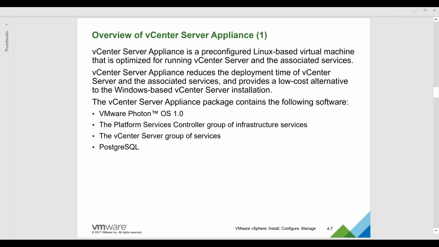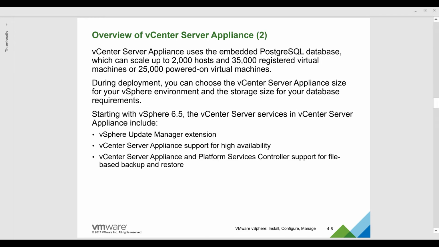This vCenter Server appliance package contains VMware Photon OS 1.0, the Platform Services Controller group of infrastructure services, your vCenter Server group of services, and your PostgreSQL. Your vCenter Server appliance uses the embedded PostgreSQL database, which can scale up to 2,000 hosts, 35,000 registered virtual machines, or 25,000 powered-on virtual machines.